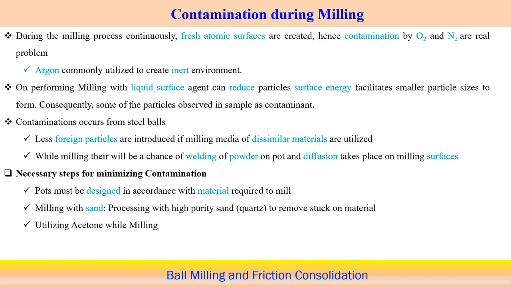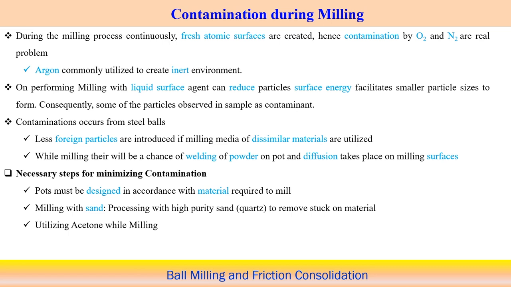Now, what can be the necessary steps to minimize the contamination? One is that the pots where we are performing the ball milling operation must be designed in accordance with the material required to mill. So pots can be designed based on what kind of material we are handling in this particular process. For example, milling with sand, the processing with high purity sand, the quartz particles, to remove stuck material, so that material should not stick in the milling media, the grinding media.